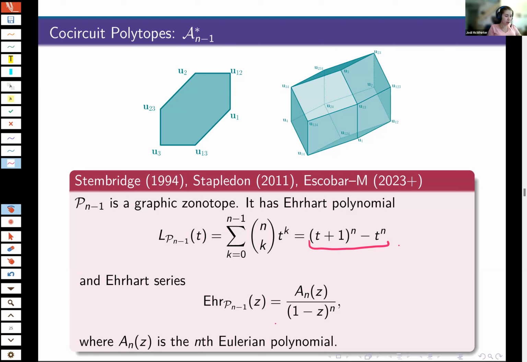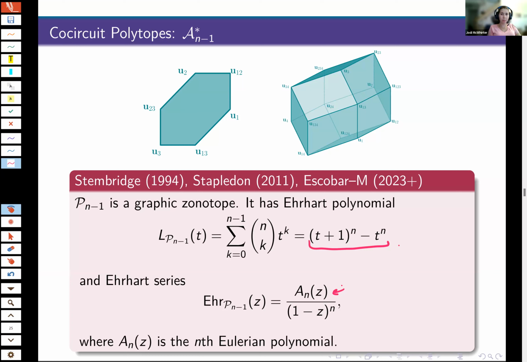The Ehrhart series is also quite nice and has another recognizable polynomial in it. This numerator is the nth Eulerian polynomial. If you are familiar with Eulerian polynomials, there are 2 ways that you can annotate them, and this is one of those ways. And if you aren't familiar with an Eulerian polynomial, this is a polynomial where the kth coefficient, the coefficient of z to the k, counts the number of permutations in S_n with k descents.